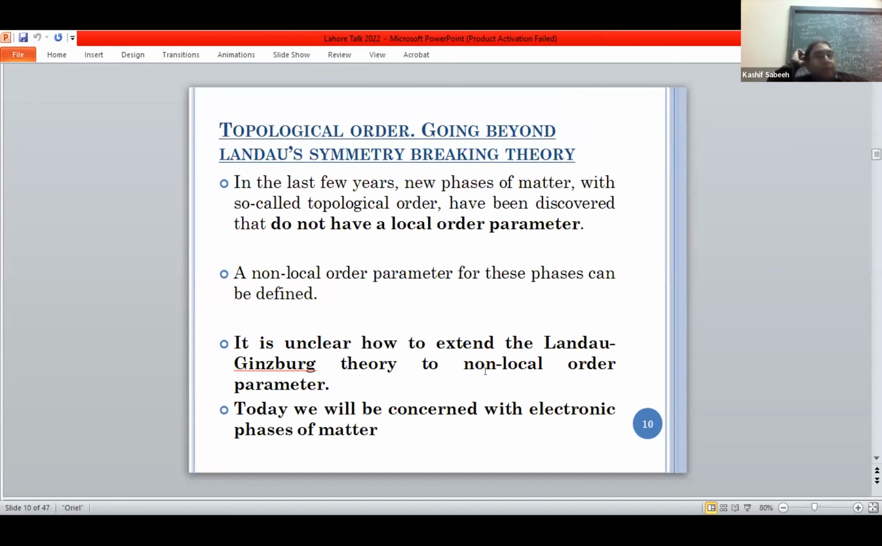Now, it was realized a few years back, as I said earlier, that Landau symmetry breaking theory has been there for quite some time and been very successful. But more recently we realized that there are phases and phase transitions that cannot be described by Landau symmetry breaking theory. And today, I'll mostly be concerned with electronic phases of matter, mostly insulators, topological insulators, semi-metals, and to some degree superconductors. And we'll see that these phases require something beyond symmetry breaking theory.